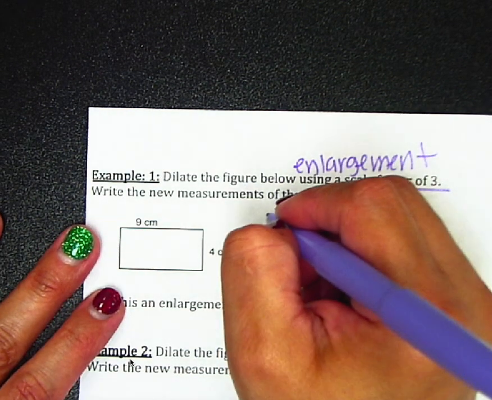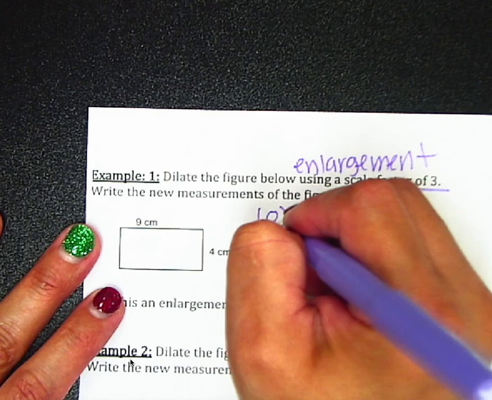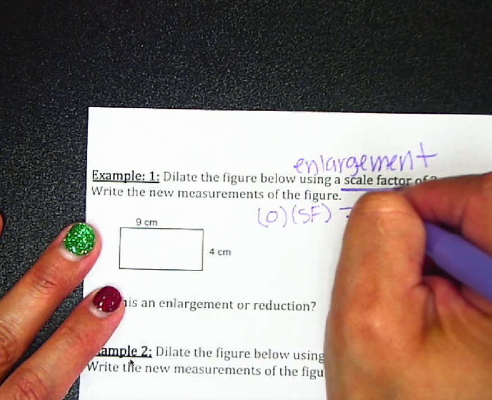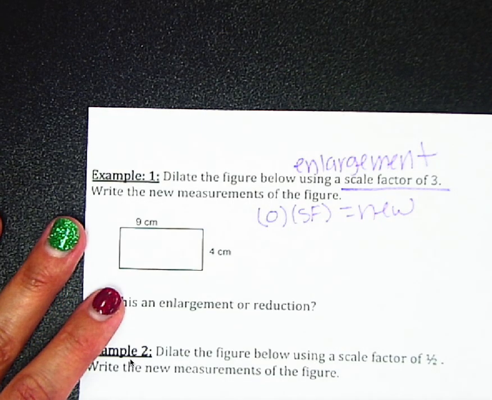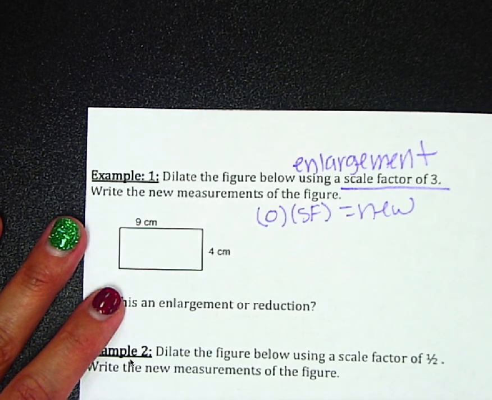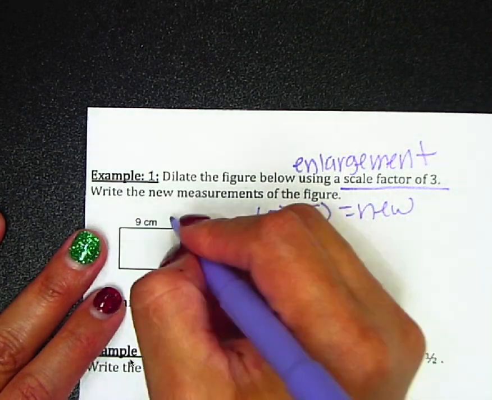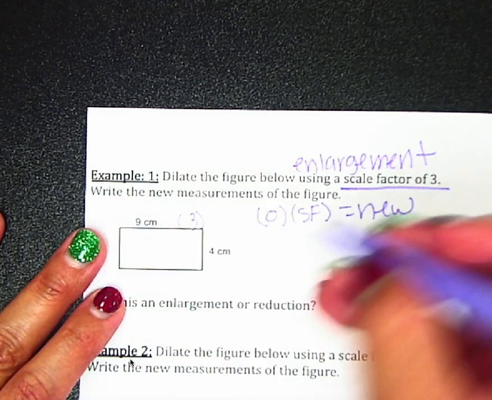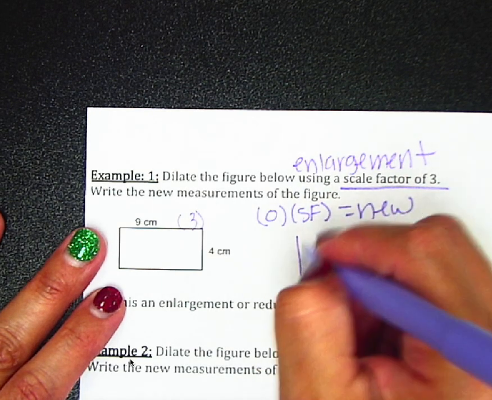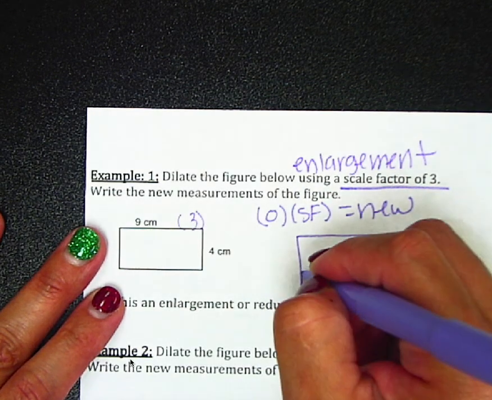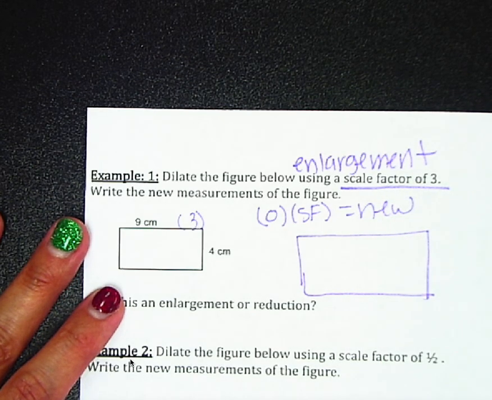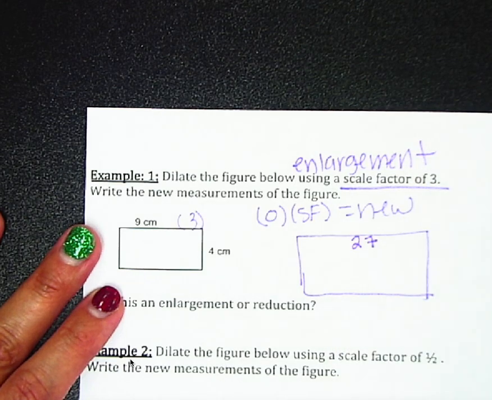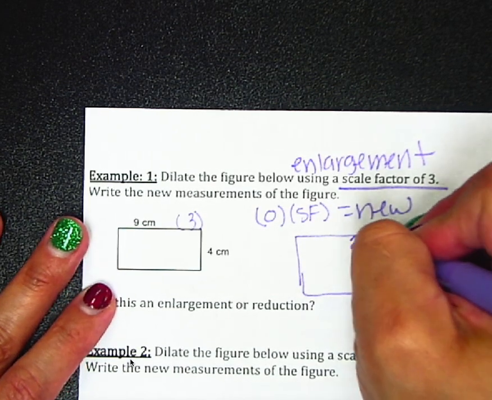So you're going to take your original number times your scale factor. That's going to give you your new number. It doesn't matter if the picture gets bigger or smaller. You're always just going to multiply it. So for example, here I'm going to do 9 times 3 to get to my new shape. I know the picture is going to get bigger, so I'm going to try to draw this a little bit bigger. So 9 times 3 is 27, so this new measurement is going to be 27 centimeters.